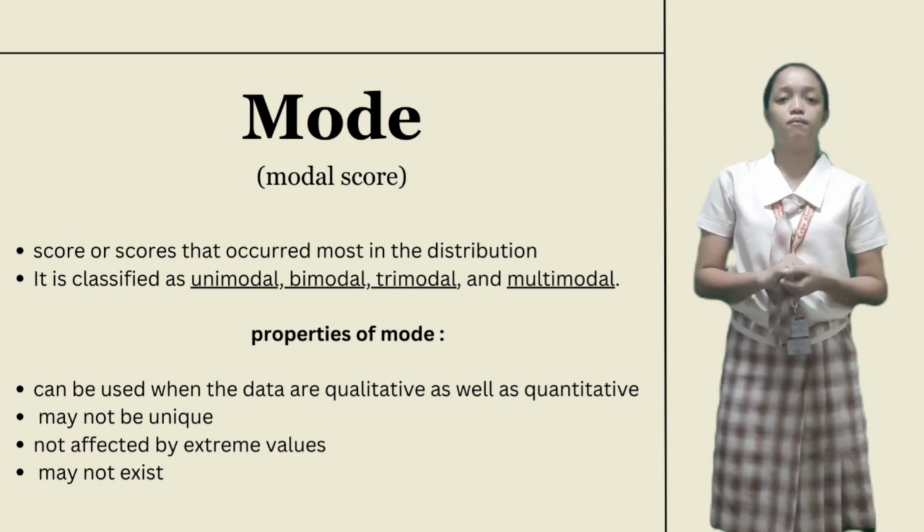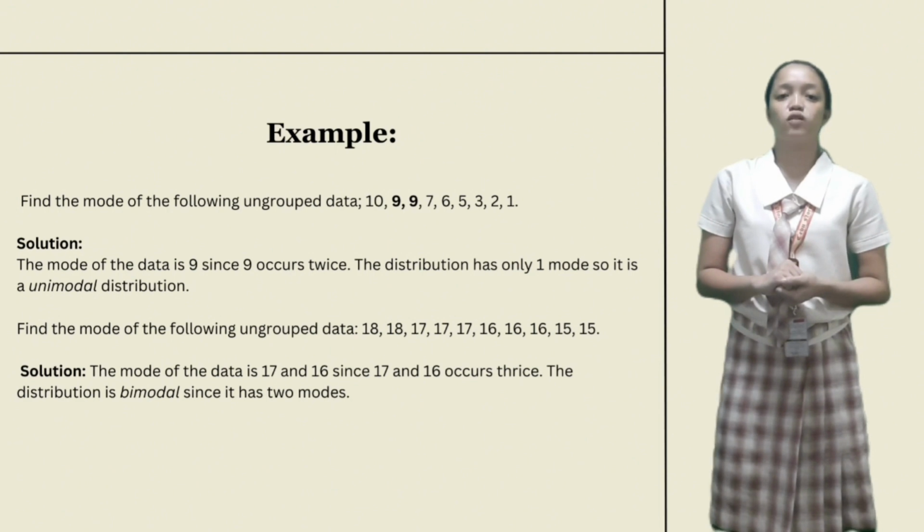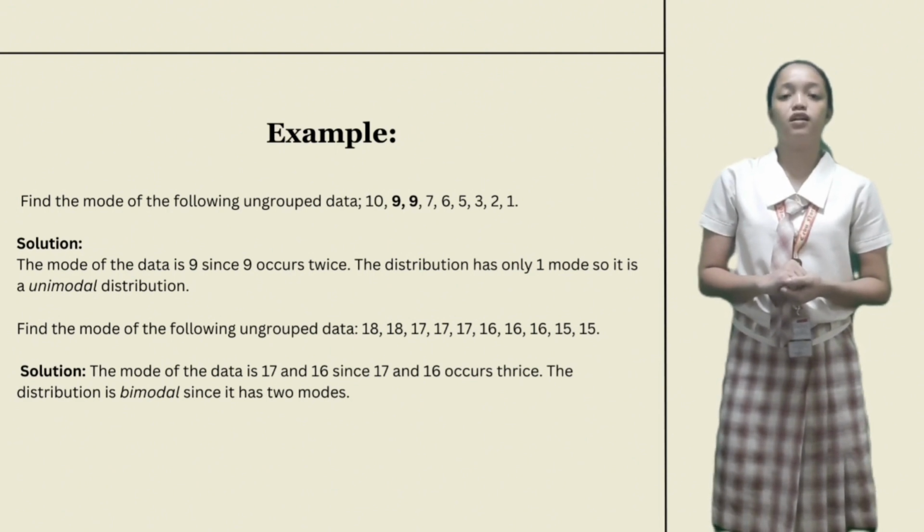So for example, find the mode of the following ungrouped data. We have 10, 9, 9, 7, 6, 5, 3, 2, 1. So for the solution, the mode of the data is 9. Since 9 occurs twice, the distribution has only one mode, so it is a unimodal distribution.